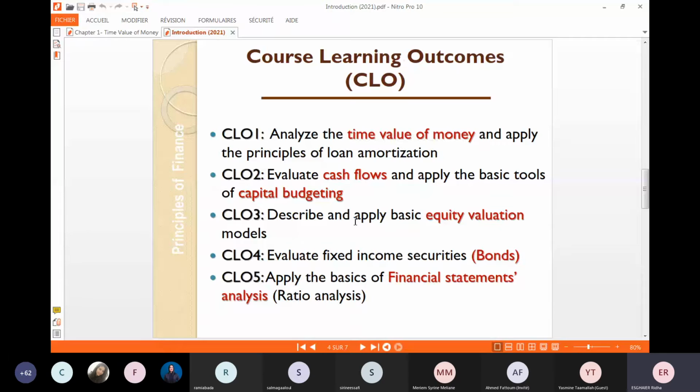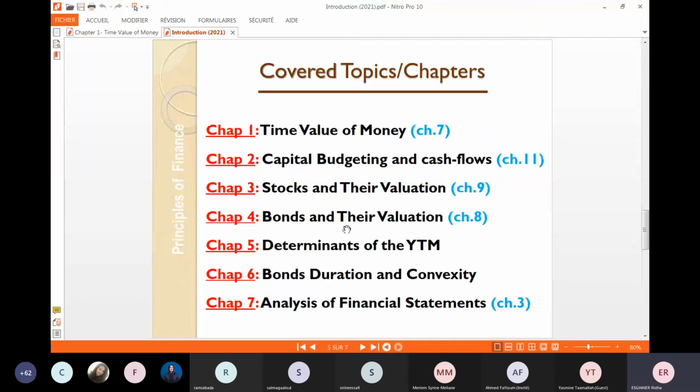We'll cover, inshallah, 7 chapters. We will start the first one today, the time value of money. The first chapter for me is the most important one. This chapter will allow us to understand the logic of finance, the logic of the investment. And once we master these techniques, the mathematics of calculating the interests, the future values, the present values, etc., we will apply this principle of time value of money to many things in finance.